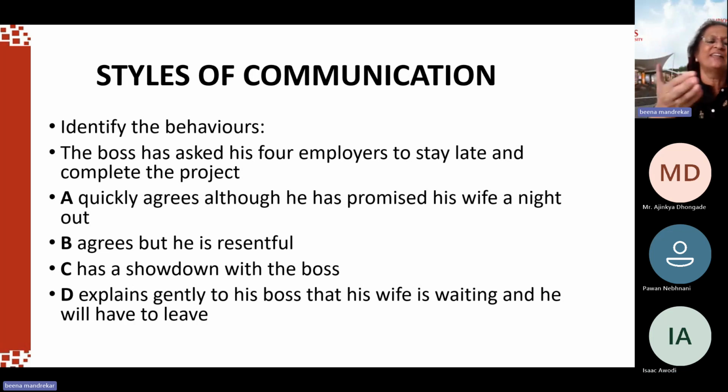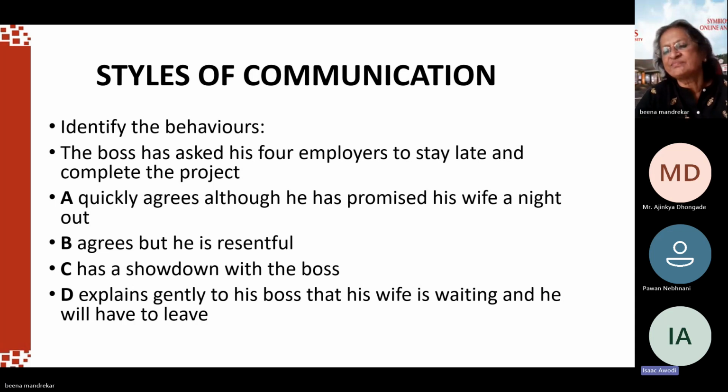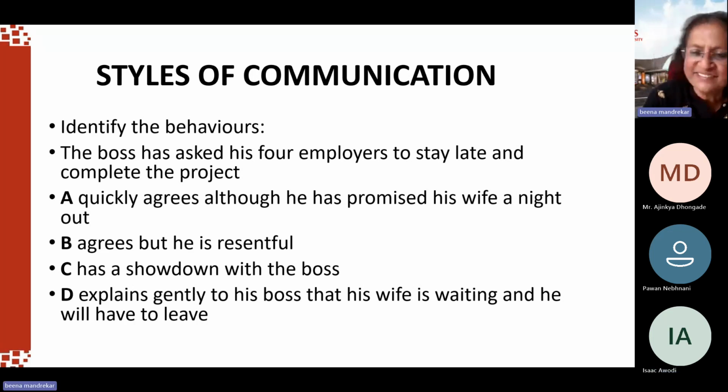Like Isaac said, number one, A quickly agrees, although he has promised his wife a night out, is passive. What about B? Agrees, but he is resentful. Passive aggressive. C has a showdown with the boss. What is that? Aggressive. And D explains gently to his boss that his wife is waiting. I'm sorry, but I will have to leave. What is that? Assertive. Very good. Well done.